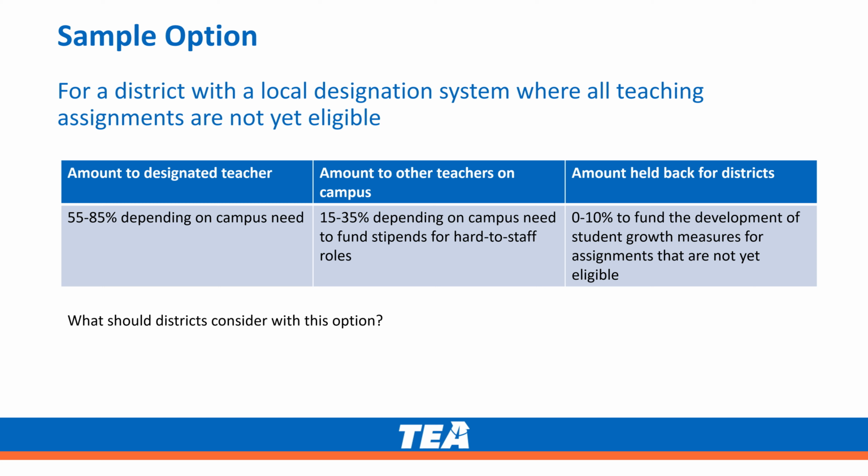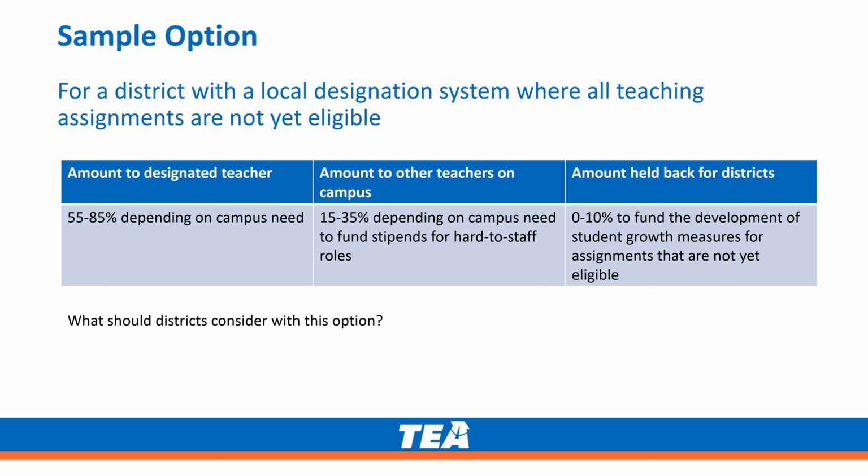In this example, we have a district who is applying for a local designation system where not all teaching assignments are yet eligible. In this example, this district has decided to vary the amount to the designated teacher based on the campus where the designated teacher works. If a teacher works at a higher needs campus, they would receive a higher percentage of the allotment. This district has also decided to use 15 to 35% on the campus to fund stipends for hard-to-staff roles.